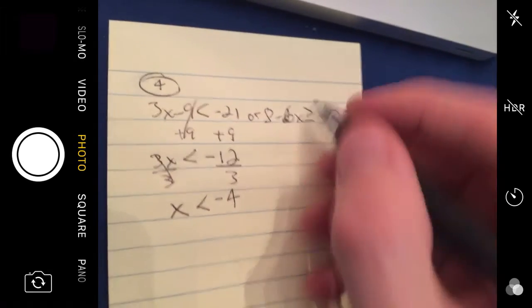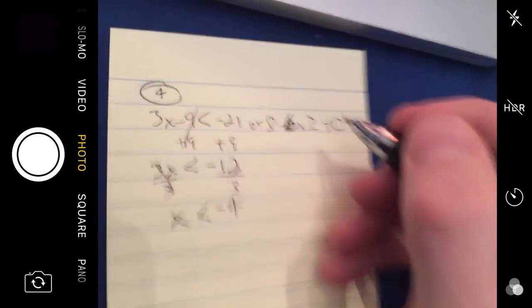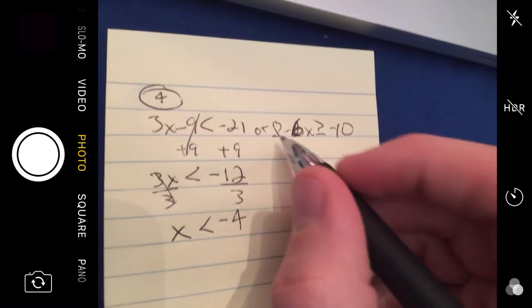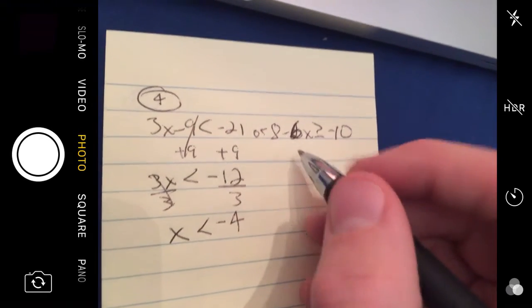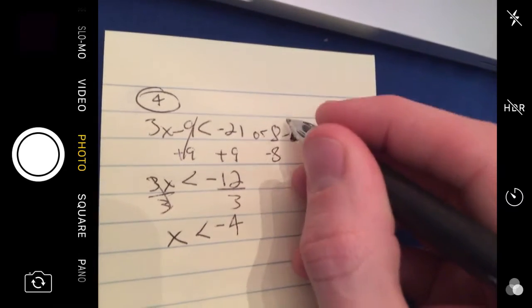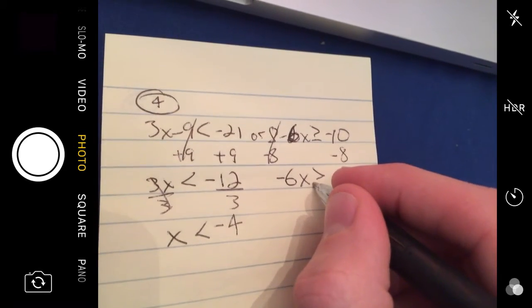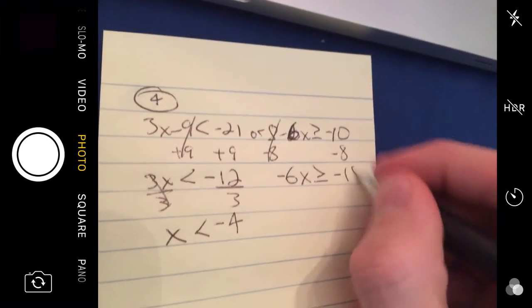Okay, over here that is a 6. Let's see, I need to get x by itself. Right now I have the 8 and the minus 6 keeping that from happening. So what's the opposite of 8? Minus 8. So let's subtract 8 over here. Negative 6x is greater than or equal to negative 18.